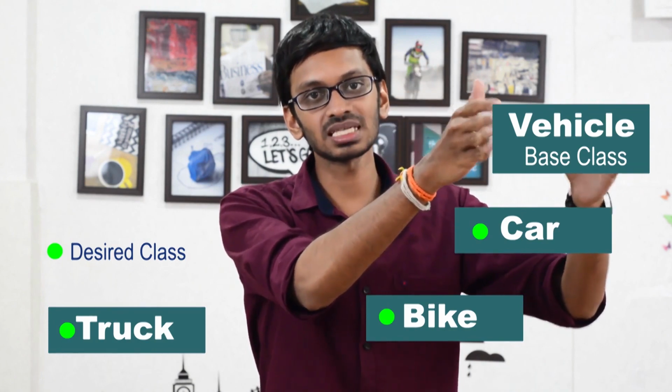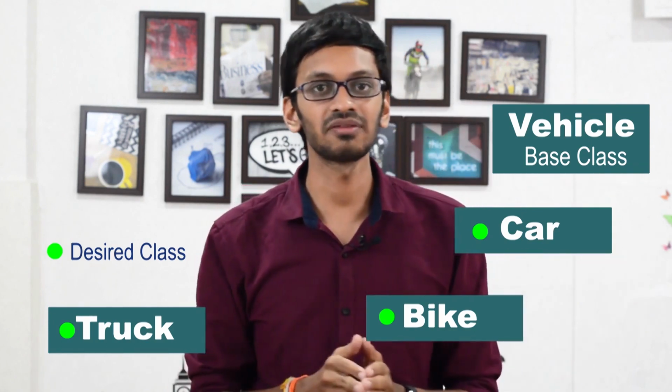This vehicle is called the base class. All of these classes are called derived classes. This concept of using the methods from the base class in the derived class is called inheritance. It is similar to how we inherit our properties from our parents. In a similar way, we inherit properties from the parent classes, or the base class. They are also sometimes called parent classes.